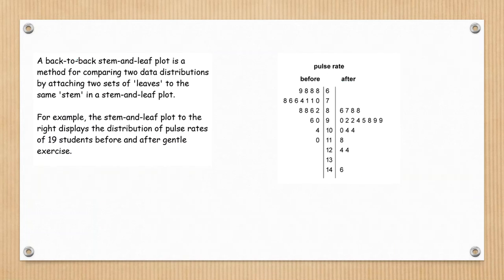Next thing I want you to look at is back-to-back stem and leaf plots. So you can see here that we've got data for before and after. So we're looking at pulse rates for students, before and after gentle exercise. So the data before is this data, and the data after is here.